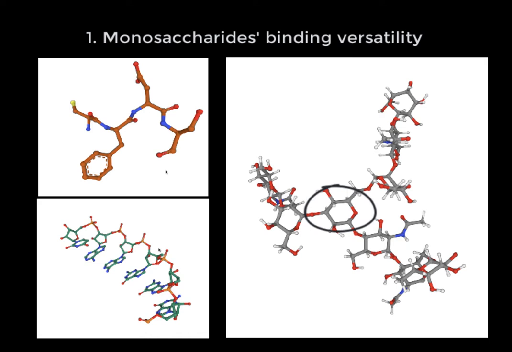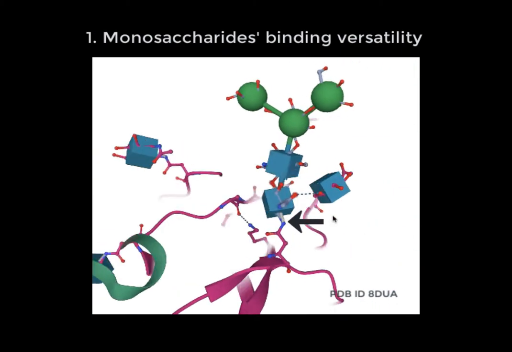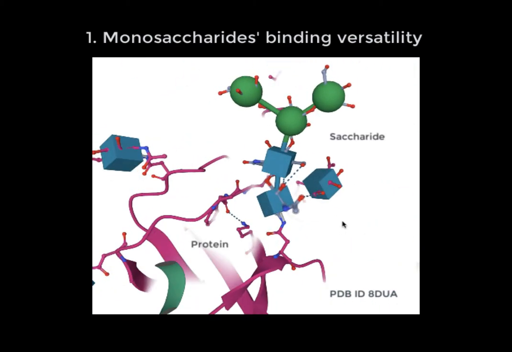Monosaccharides can form covalent bonds at a number of different points around it. This allows saccharides to form both linear and branched chain structures, unlike proteins, DNA, and RNA. In addition, glycosidic linkages can even be formed between saccharides and other macromolecules, forming glycoproteins and glycolipids.